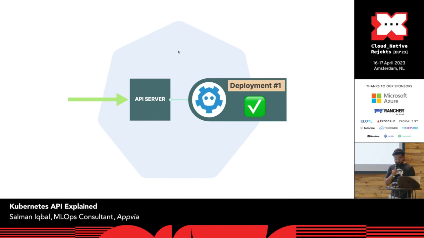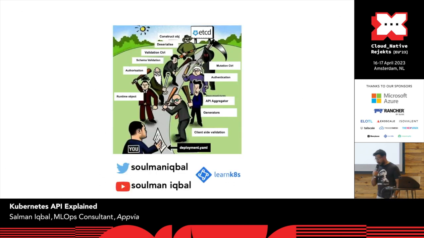So in summary, what does actually happen? Well, I don't want to go through everything, but you can see if any of these things fail, the request will get rejected, and on the other side, it'll go ahead and persist it inside the database.